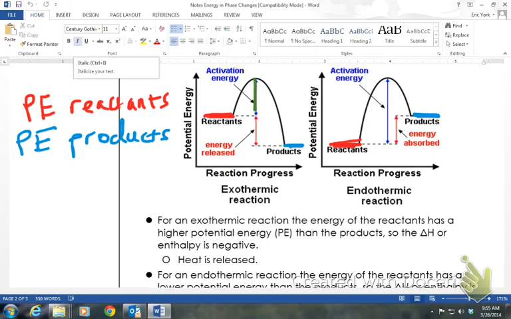Next is the activation energy. The activation energy is right here on both of them. Now it's the energy that goes from the potential energy of the reactants all the way to the very top of the graph. Okay, and that's what we call the activation energy. So if we go back, the green line right here on each graph represents the activation energy.